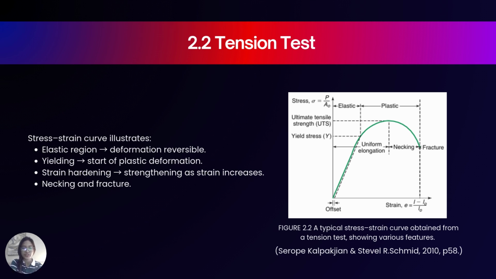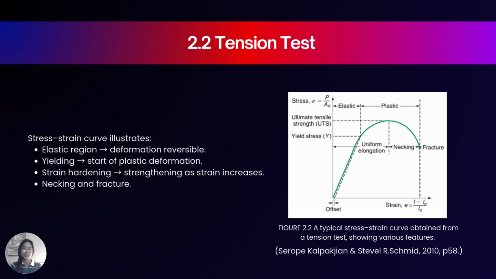The resulting stress-strain curve reveals several regions. The first one is the elastic region. Here, deformation is reversible. Stress and strain are proportional, and the slope gives us Young's modulus, which represents stiffness. The second one is the yield point. Beyond this point, deformation becomes permanent. The material won't return to its original shape even if the load is removed.